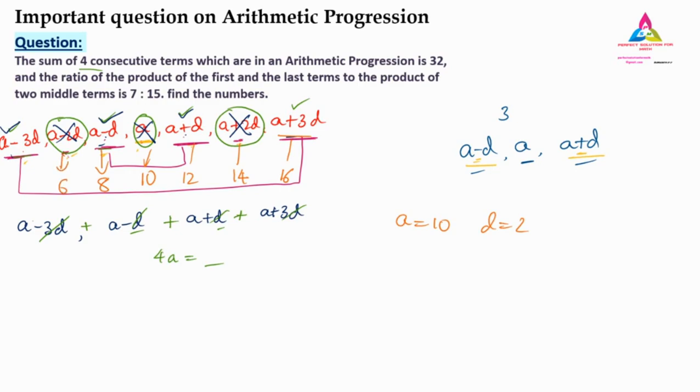10 minus 2 times 2, 10 minus 4 is 6. Then this one will be 4, 10 minus 3 times 2, 10 minus 6 is 4. So here what I am doing is cancelling the middle term. So 4, 6, 8, 10, 12, 14, 16 is in AP. I have to neglect the middle term, because I am not taking that. When it is 4 consecutive terms, I am leaving that.